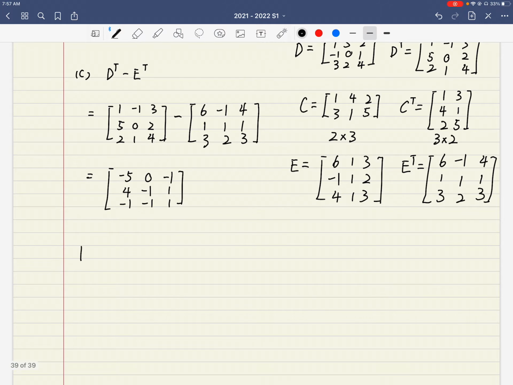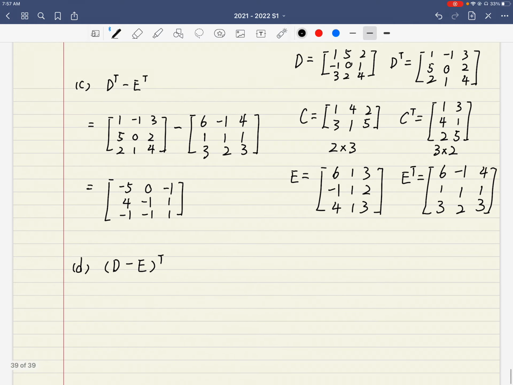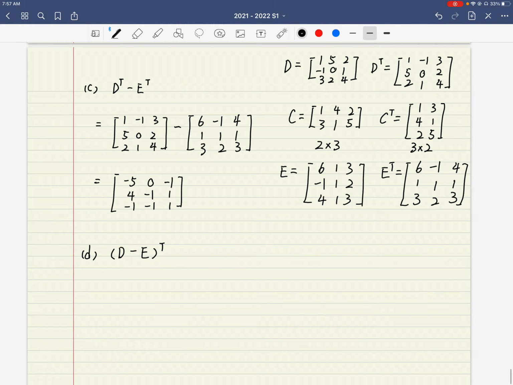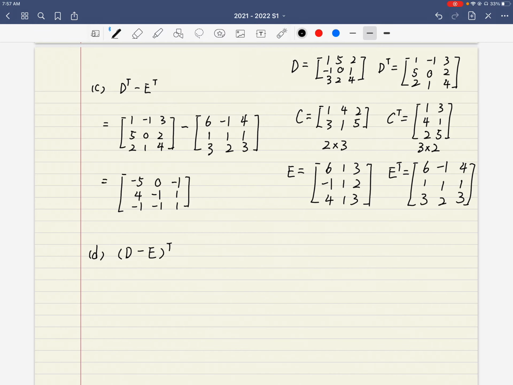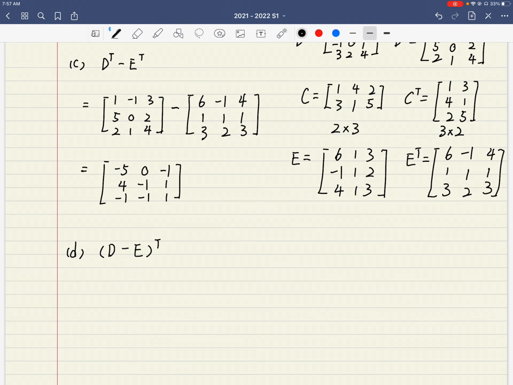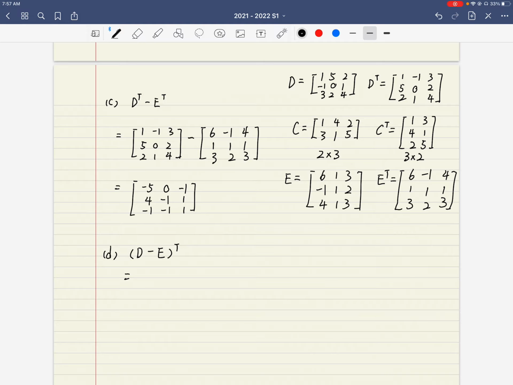Part D, D minus E's transpose. Okay, you can see these two are very similar, but the orders are different, right? Here, we first do individual transpose, and then we do the subtraction. Here, we first do the subtraction, then do the transpose. Okay, so first guess, I think they should give me the same answer. Okay, let's try it.